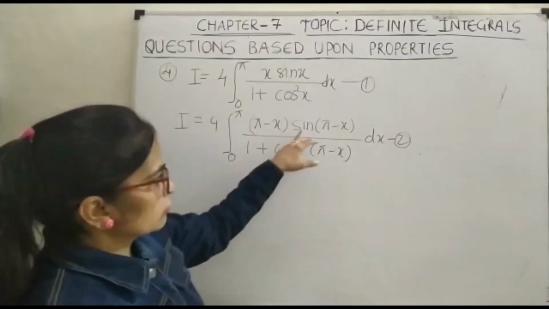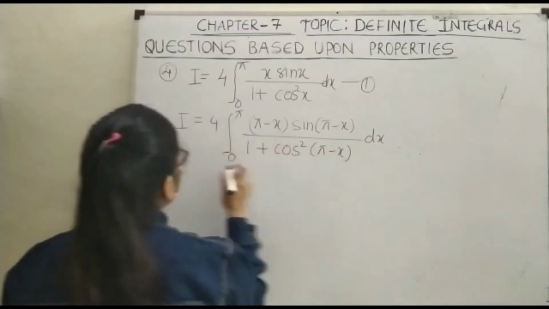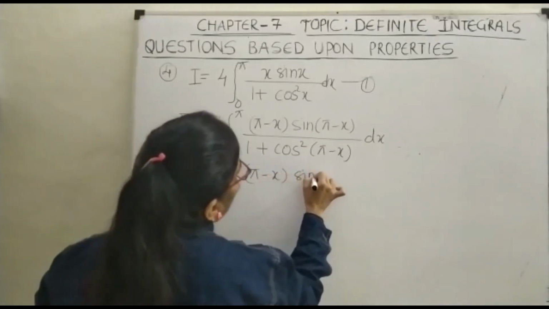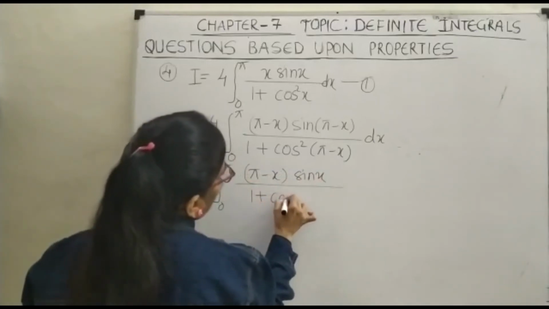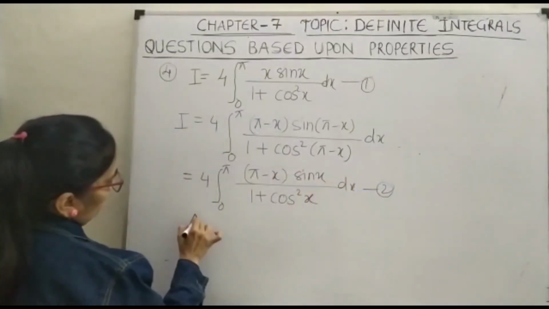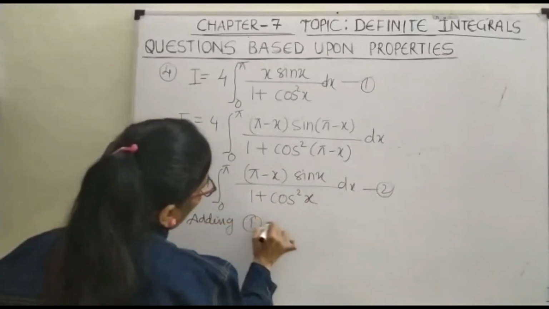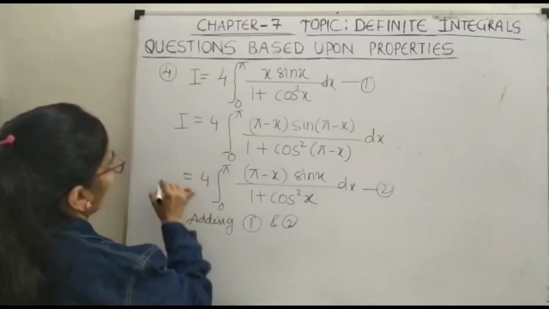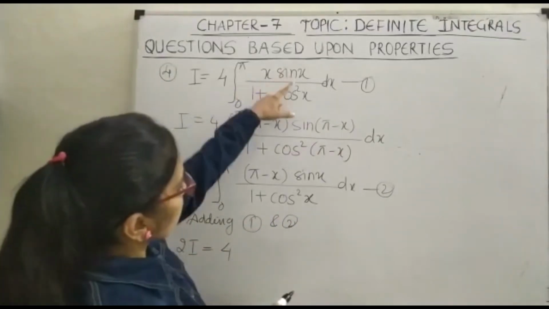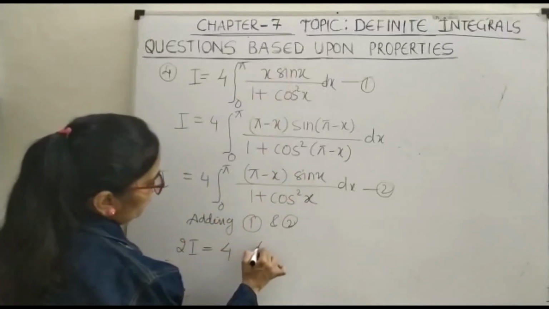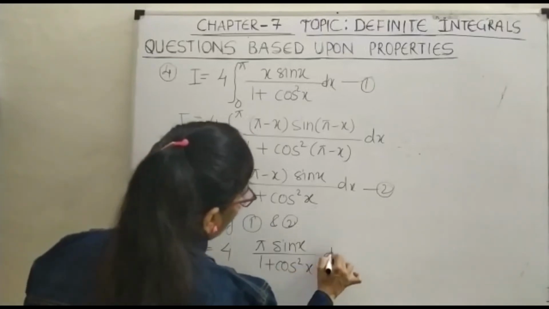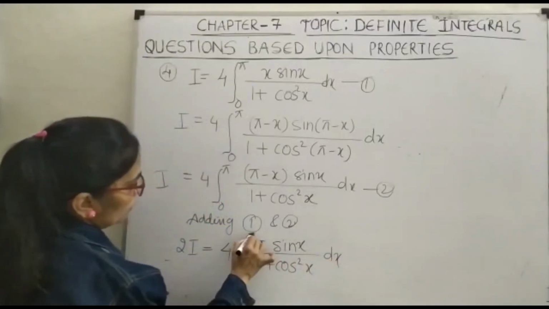Okay. Now you can see here this will be sin x. So this will be 4 times the integral from 0 to pi of pi minus x, sin x upon 1 plus cos square x dx. Take this as equation number 2. Again adding 1 and 2, I and I becomes 2I is equal to 4, taking the common factor. Here x sin x and minus x sin x will cancel, so we have pi sin x upon 1 plus cos square x dx, and this is from 0 to pi, right?